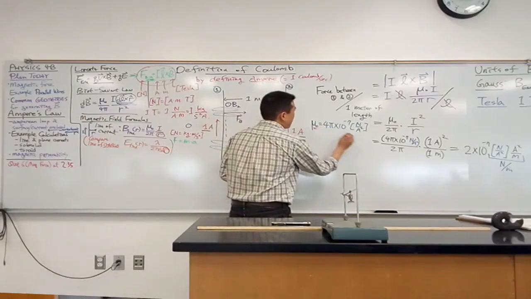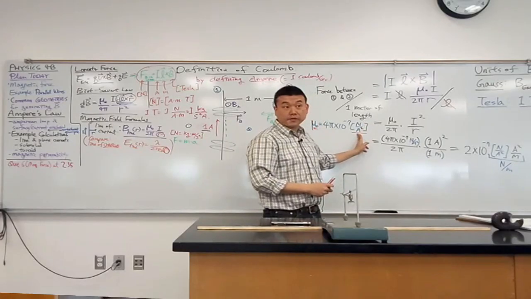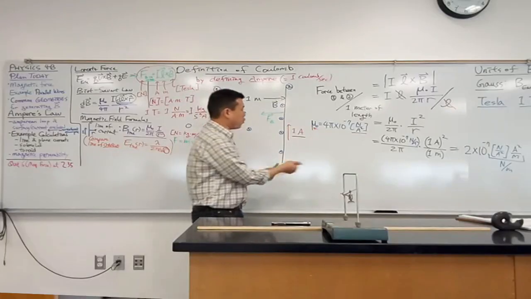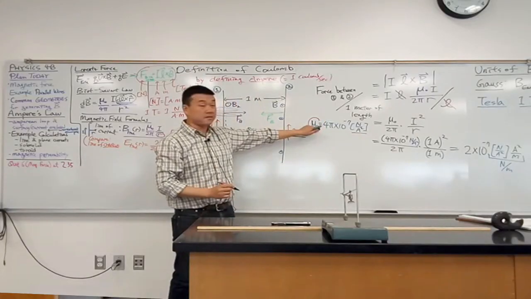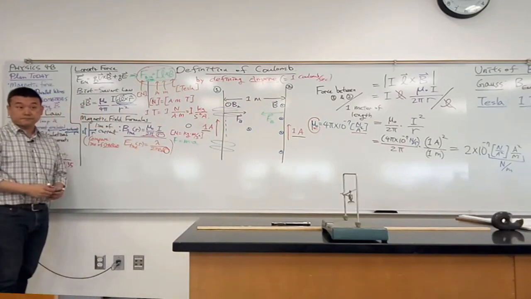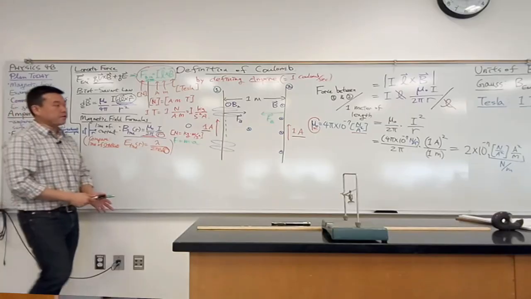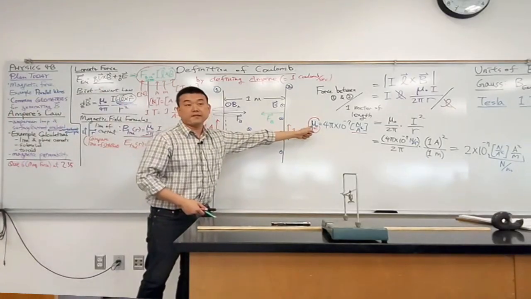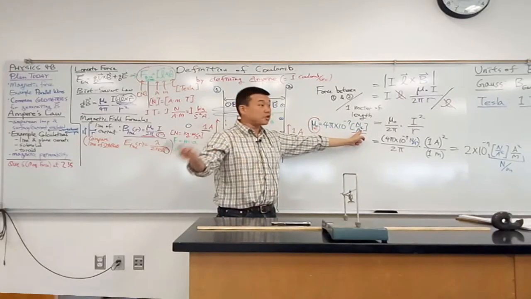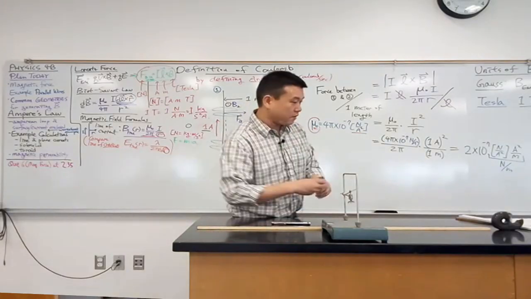So this mu naught, I have it expressed in terms of Newton per Ampere squared. But this kind of obscures just how important this permeability constant is in expressing magnetic field, right? So let's say I want you to express this mu naught not in terms of Newtons, forces and current, but in terms of how much magnetic field is going to be produced. Then I do the same thing here.